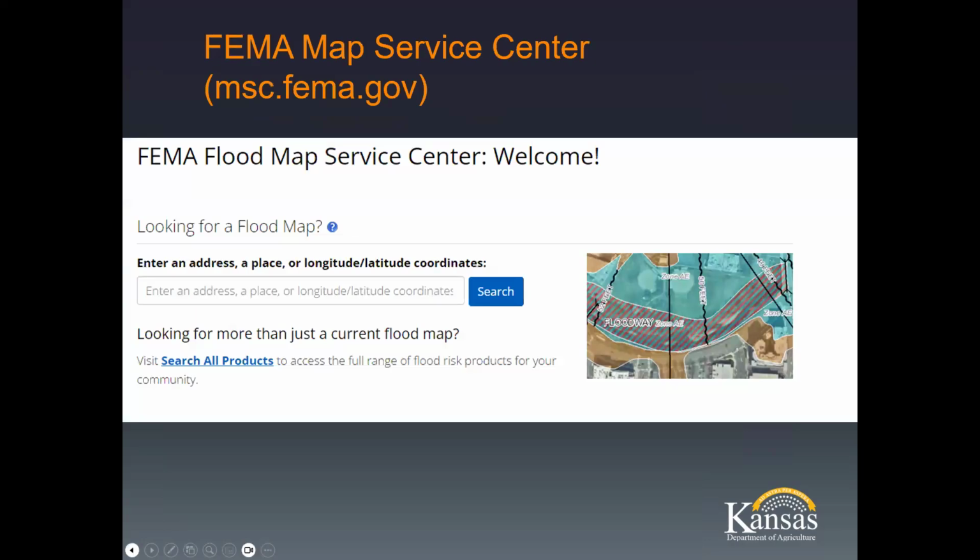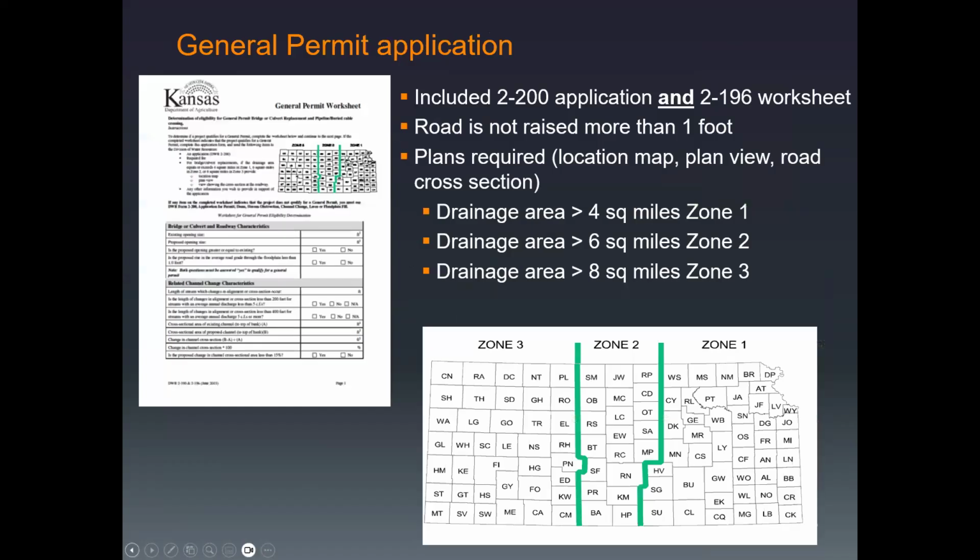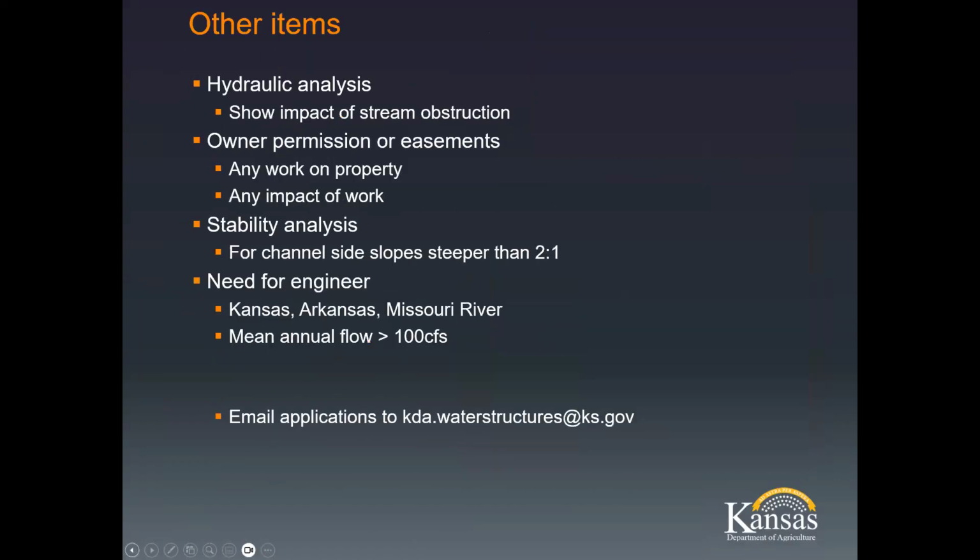So Marilyn asked, how do you determine mean annual flow for a waterway? Usually the mean annual flow is given on USGS, but if you're not 100% sure, you can always reach out to our office and we can get that information for you.